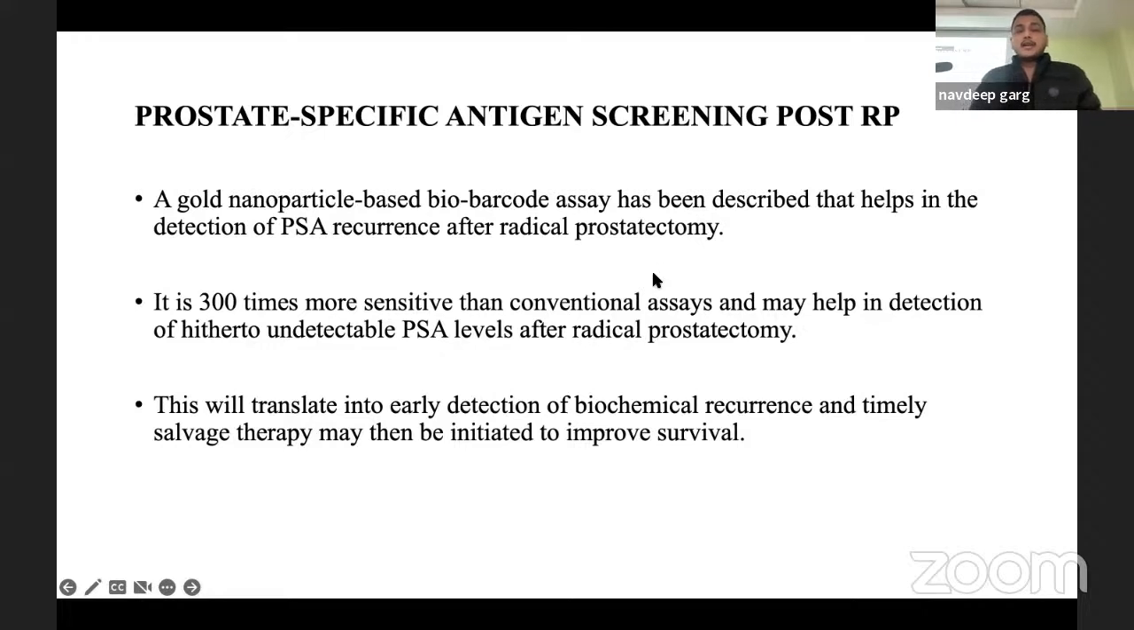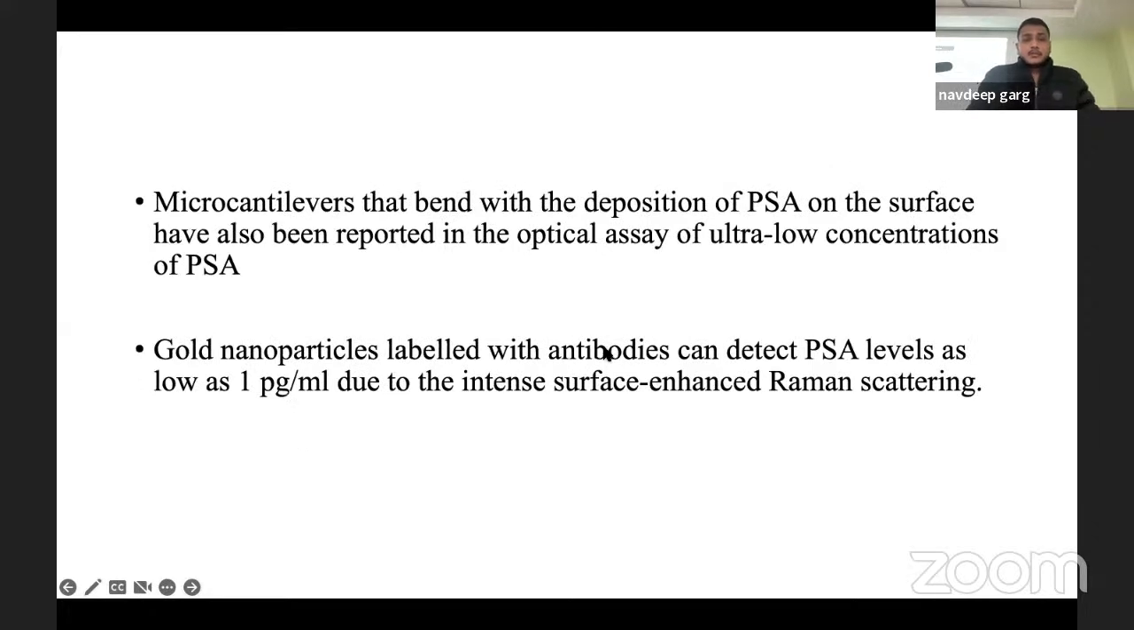It has shown 300 times more sensitivity than the conventional assays and may help in detection of the undetectable PSA levels after the radical prostatectomy. The microcantilevers that bend with the deposition of the PSA on the surface have been reported in the optimal assay of the ultra low concentrations of PSA. The gold nanoparticles labeled with antibodies can detect PSA levels as low as 1 picogram per ml due to the intense surface enhanced Raman scattering.